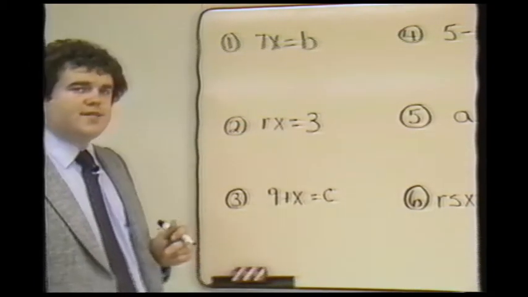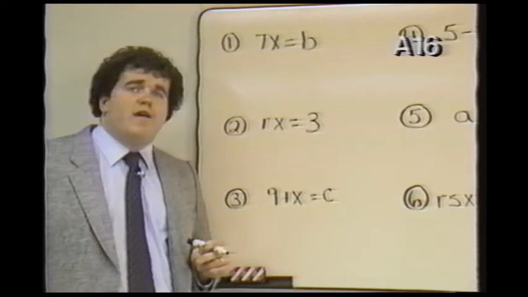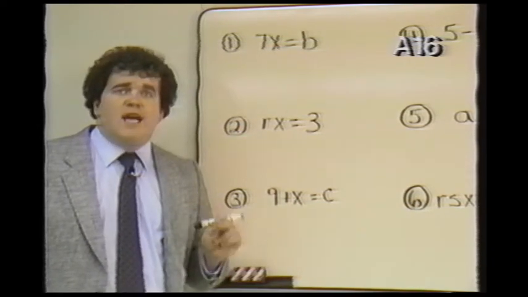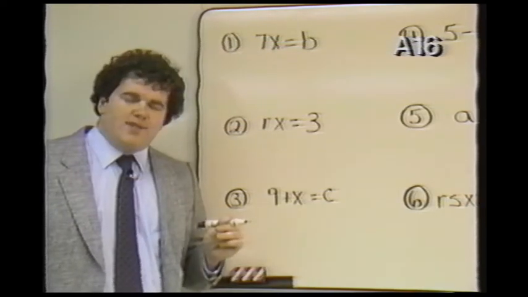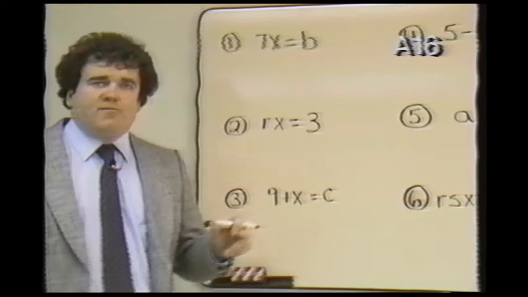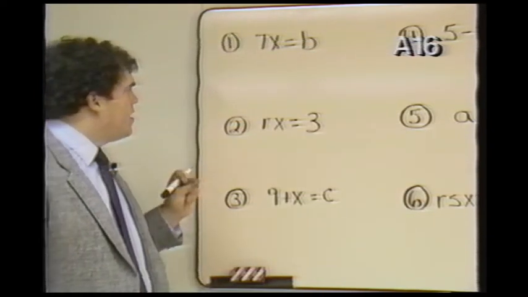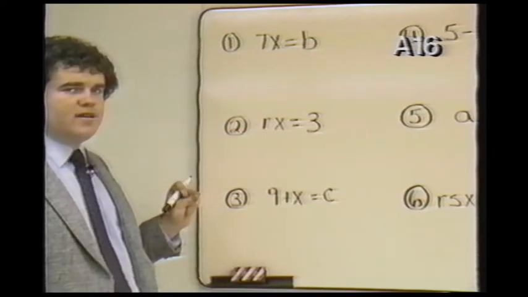In lesson number 16, we are going to solve for x when more than one variable is involved. Now, the thing to remember here is that we have to solve for x. We know we have our answer when we have x equals. And we have to use the rules of addition, subtraction, multiplication, and division.